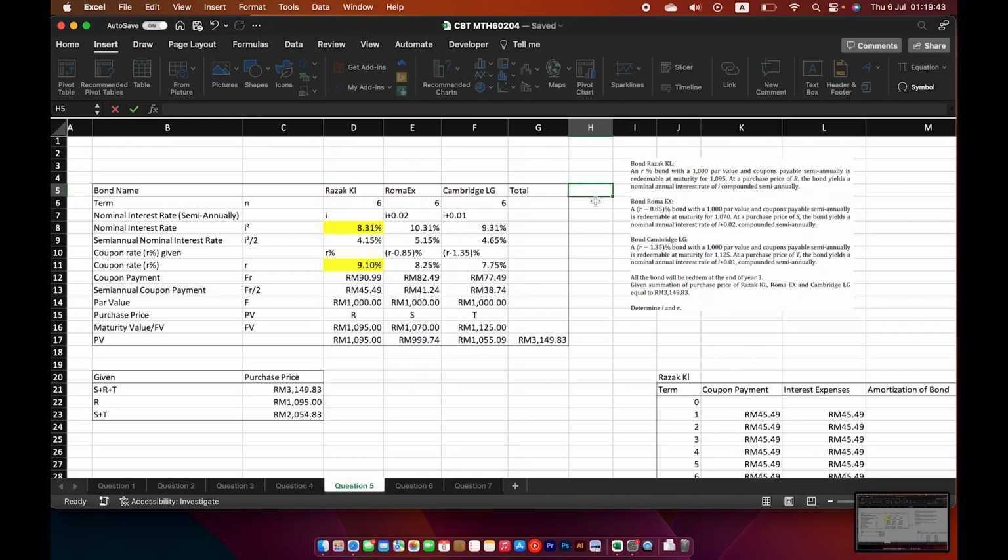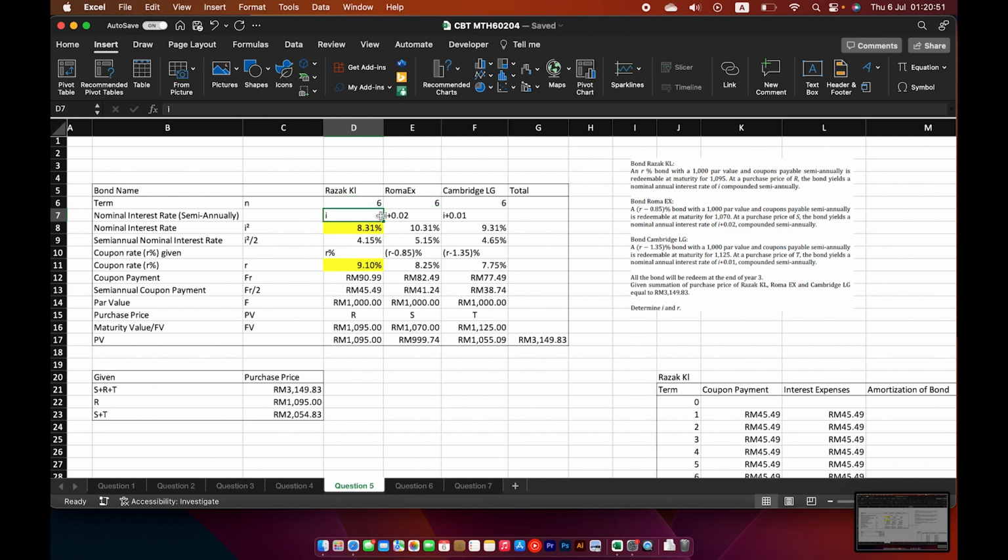Today I'm going to talk about a CBT question of Maths of Finance. For this question, there are three bonds: Razak KL, Roma EX, and Cambridge LG. Three of the bonds have the same par value, which is 1000 each, and the same coupon payment semi-annually. That means their payment period is 6. The question mentioned that all the bonds will redeem at the end of year 3.